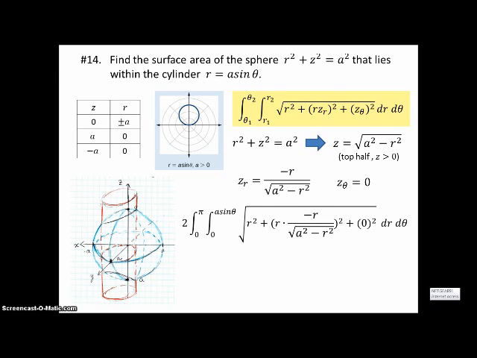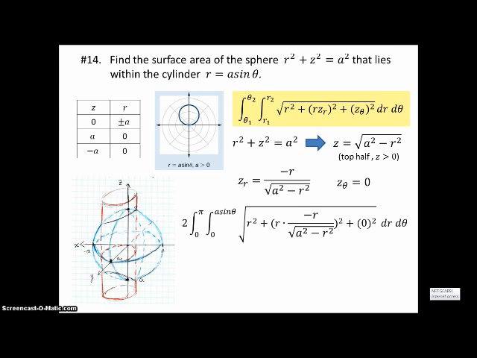So here's our integral filled in. Notice there's a 2 in the front because we have 2 of these little tiny surfaces, one at the top of the sphere and one at the bottom. And notice that theta only goes from 0 to pi, because we get the entire circle a sine theta when we let theta go from 0 to pi, not 0 to 2 pi. And then, of course, r goes from the origin out to the circle defined by a sine theta. So those are your limits.